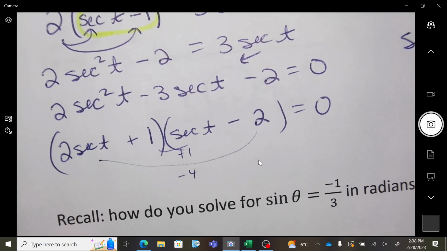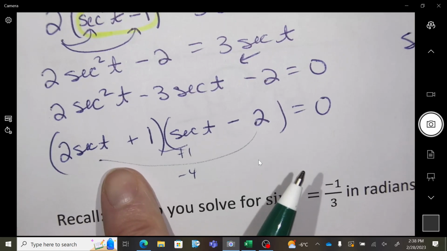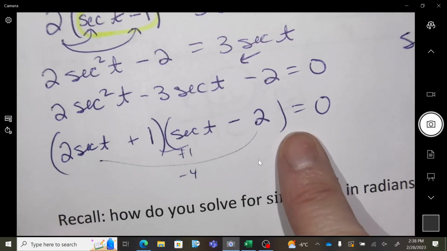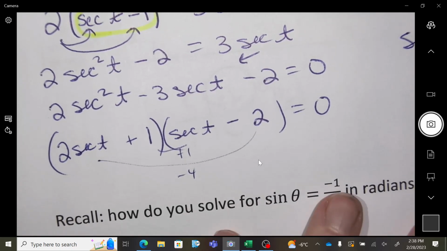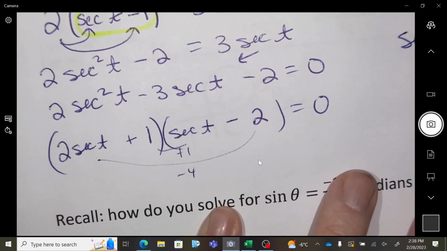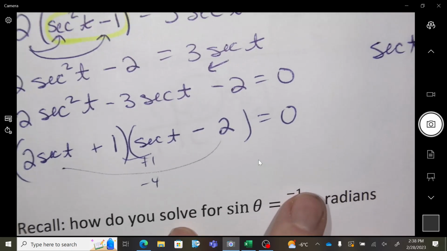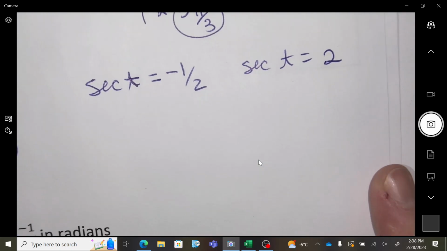Okay, let's get our trig values. So this would be negative 1/2. We will get there. You're one step ahead of me. Negative 1/2 and positive 2. So that's where I am.